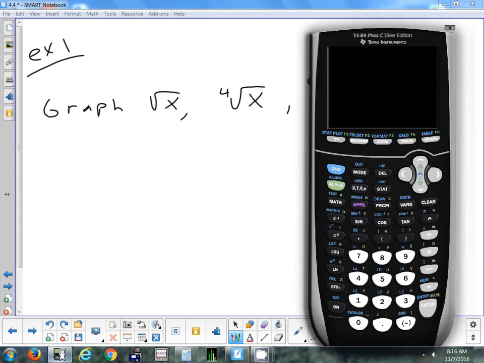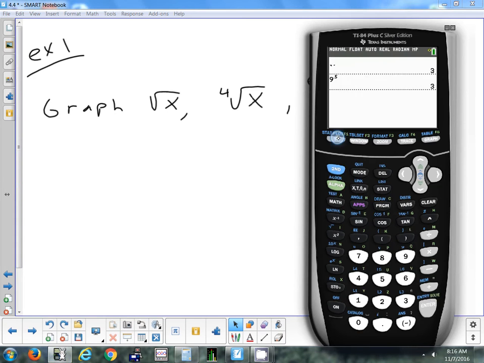All right, these I'm going to graph, and we'll start to look at some patterns. So I'll graph square root of x. Now to type in the 4th and the 6th root, start with the index, go to math, and then the 5th option down. Okay, so that's your 4th root of x. And then to do the 6th root, type in the index, math, 5th option again.